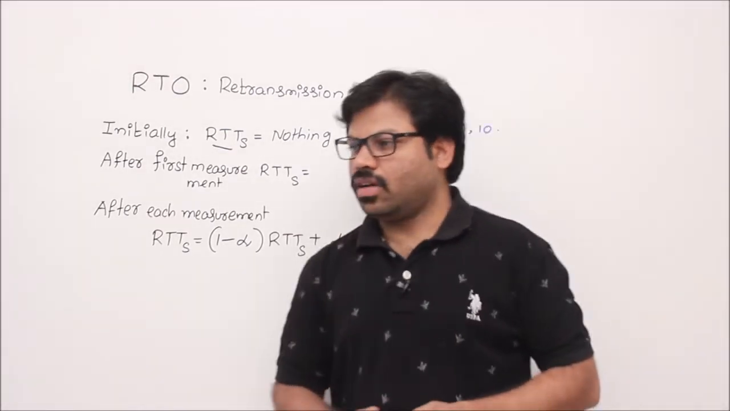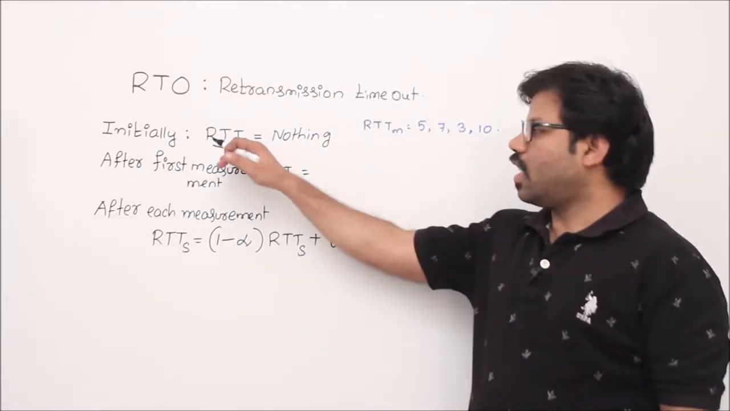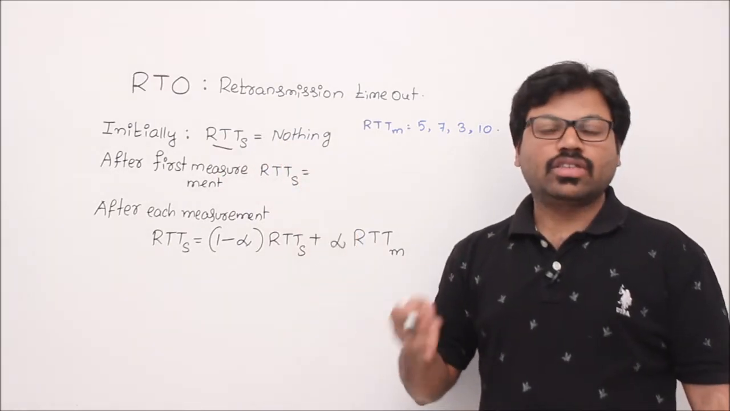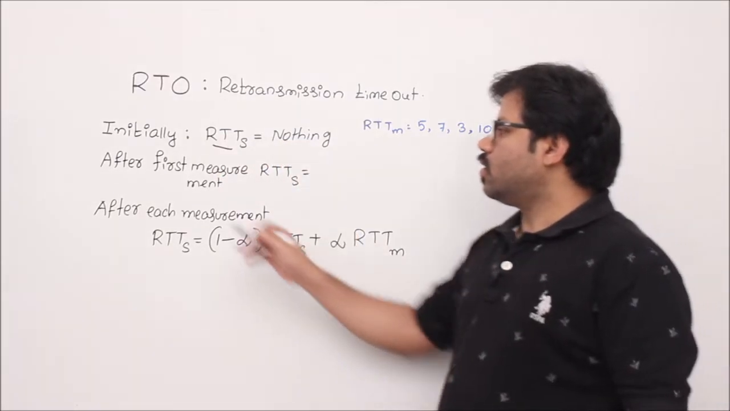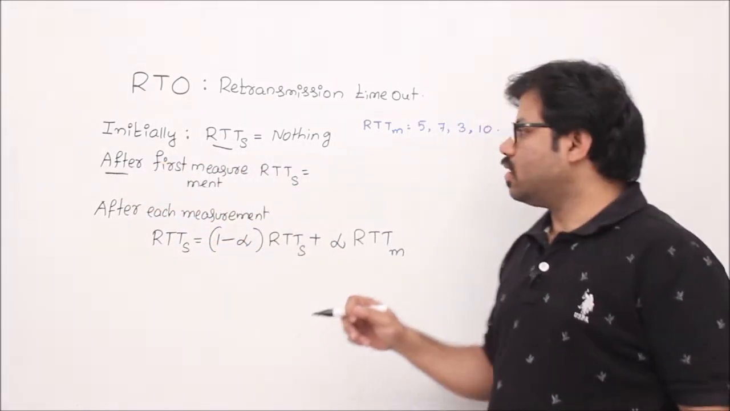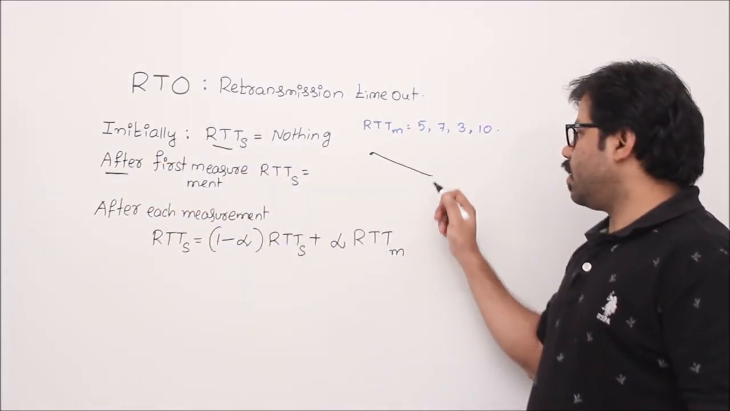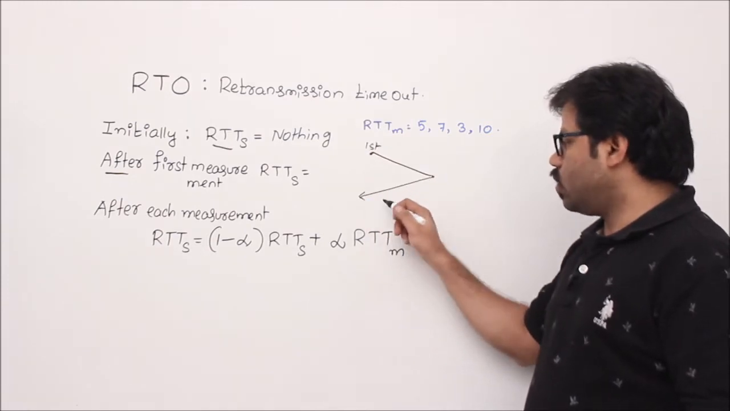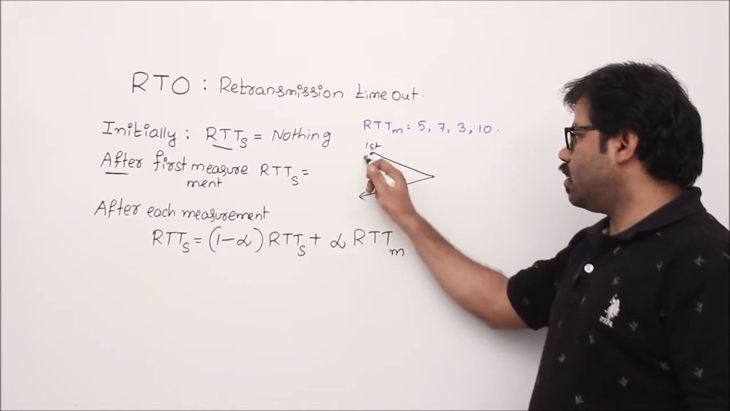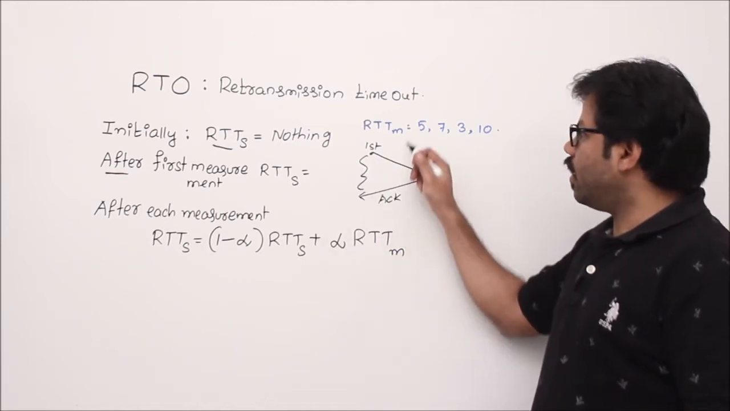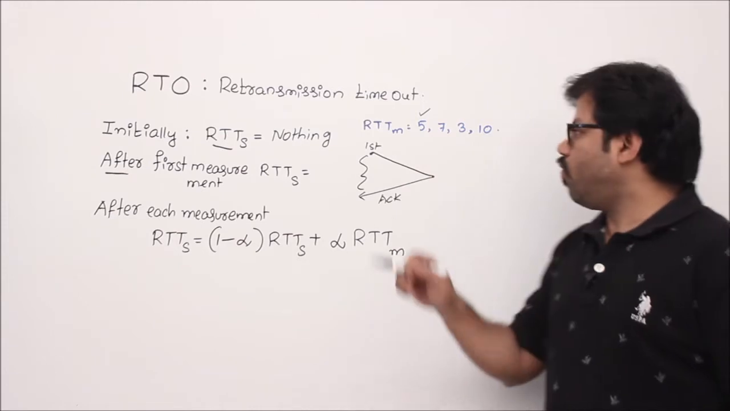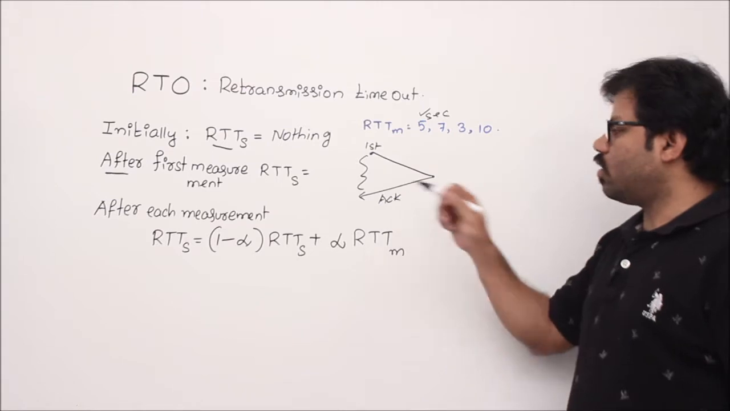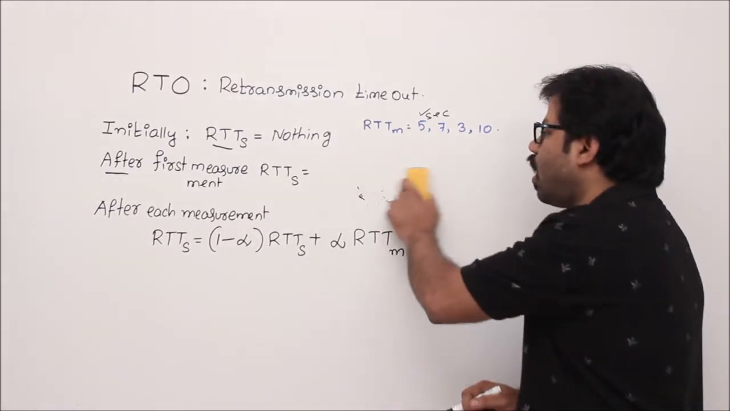Now we'll see how to calculate this RTT smooth. So initially your RTT smooth will be nothing, we don't know anything about that. Slowly we learn it. We see after the first measurement, that means we get the first acknowledgement after sending the first packet. When you send the first packet and there is an acknowledgement, then this duration is the RTT measurement, which is given in the problem. So 5, assume that everything is in seconds. After 5 seconds you get the acknowledgement, then how are you going to change your RTT smooth?